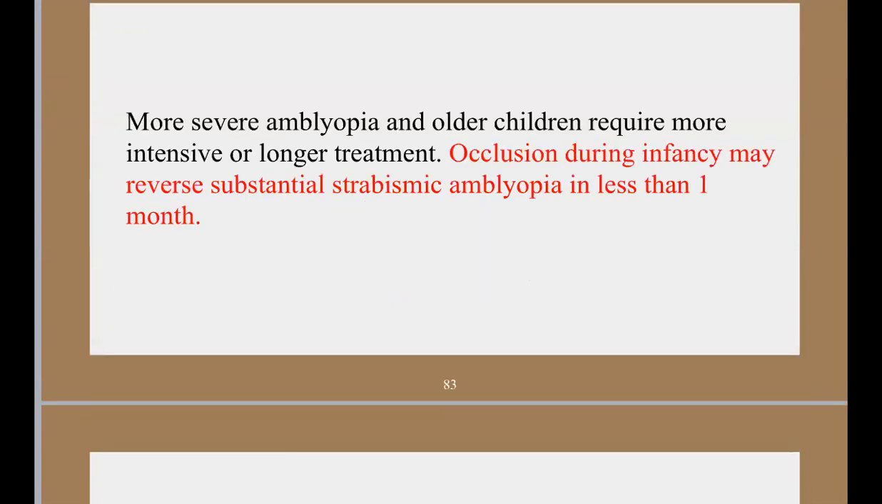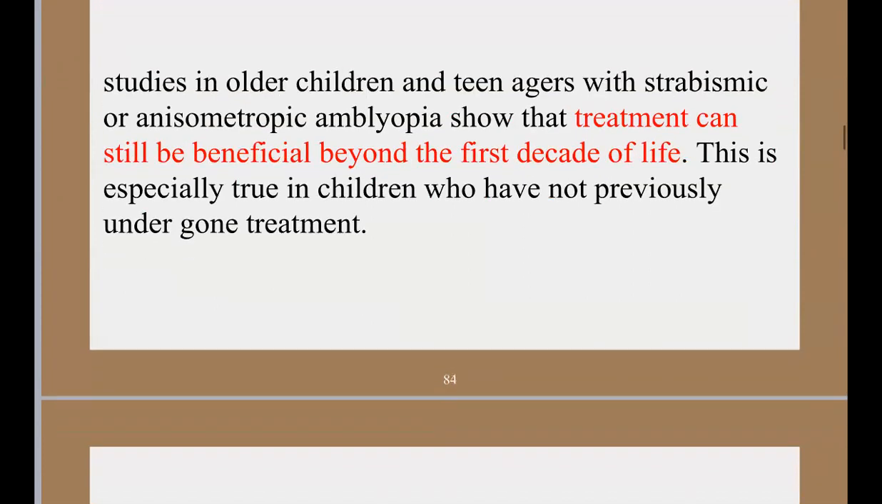Also here, occlusion during infancy can reverse substantial strabismic amblyopia in less than 1 month. Here, this is important. For how long do I do occlusion therapy? This is a good question. Actually, in cases of infancy, this will be very effective and very rapid. So just 1 month of treatment will be sufficient to treat the strabismic amblyopia.